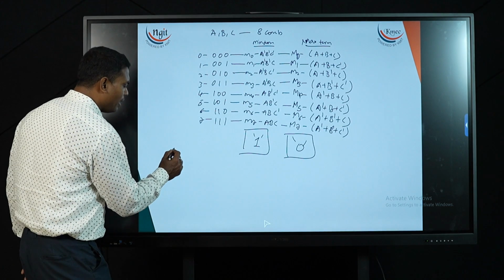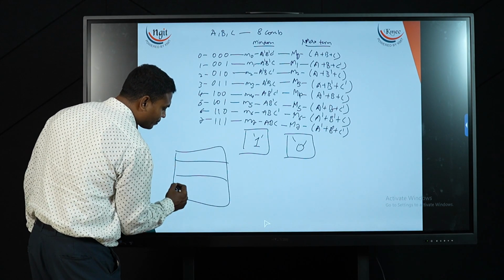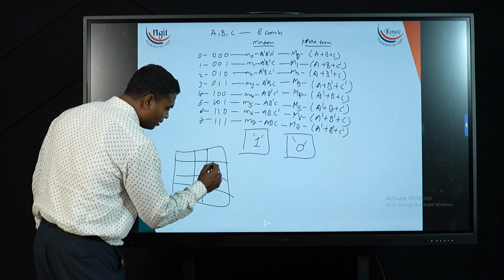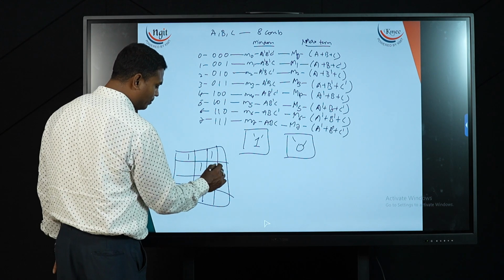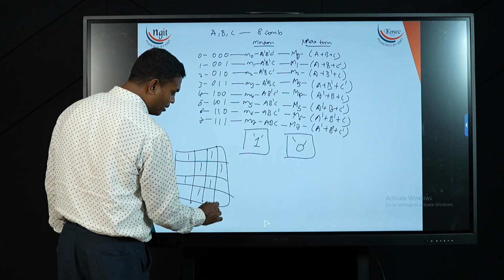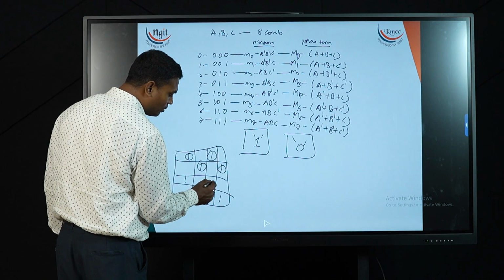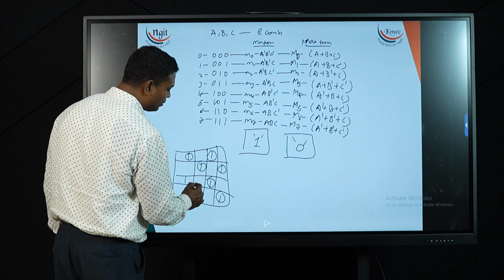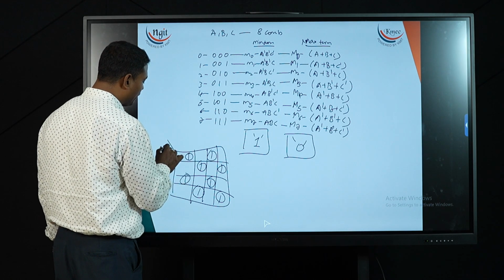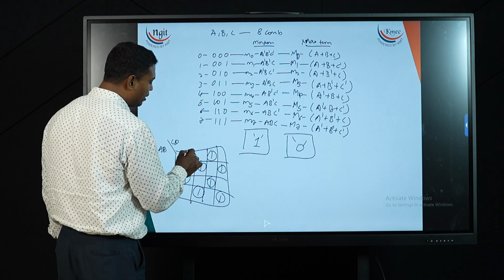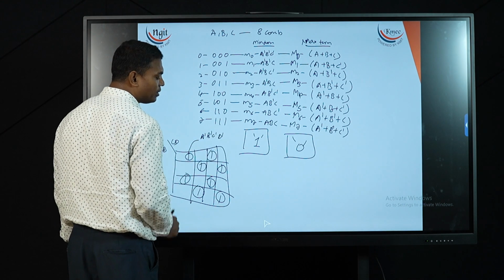Okay. Now, for example, we are given a K-map. If I am having a K-map like this, now these terms are called min term representations. Now what is a min term representation? If this particular cell is represented with A, B, C, D, this particular thing is called A dash, B dash, C dash, D dash.